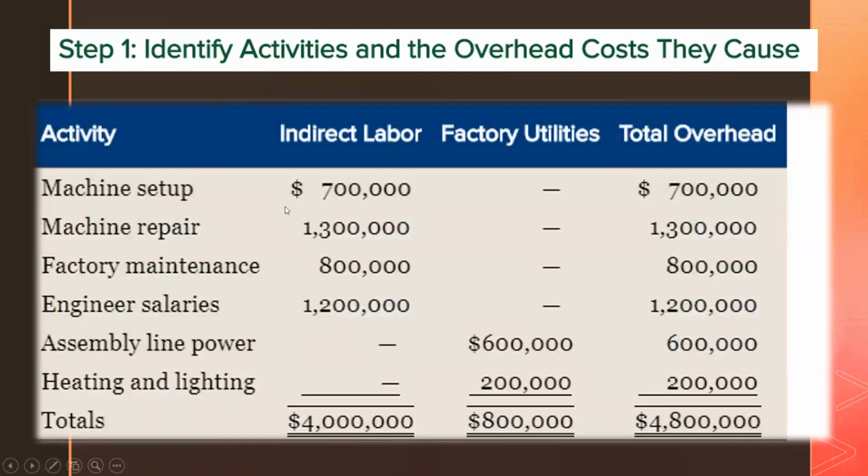But first, we have to figure out exactly how much each of those cost us. So machine setup costs $700,000. Machine repair, 1.3 million, and so on. When we take the 6 activity drivers, or the 6 activities themselves, and we add those costs all together, that's going to be our 4.8 million. If you don't get the 4.8 million here, we must have left some activity off or not put the right amount beside it.